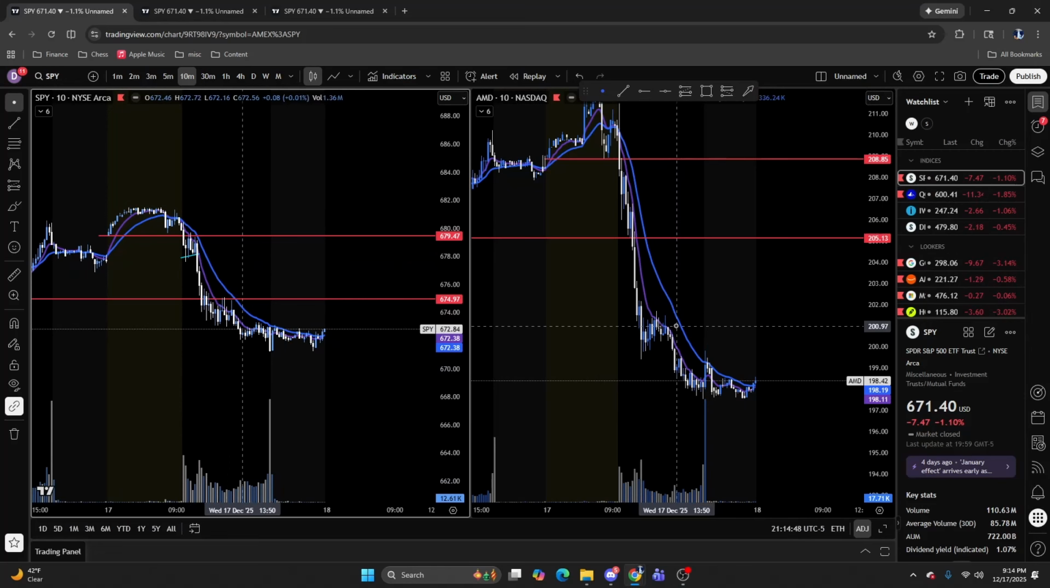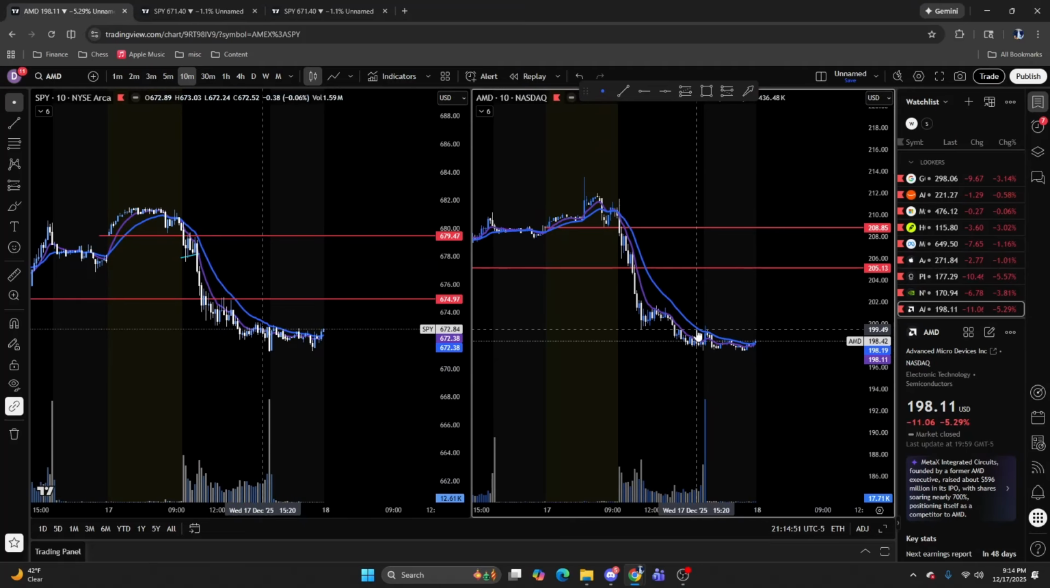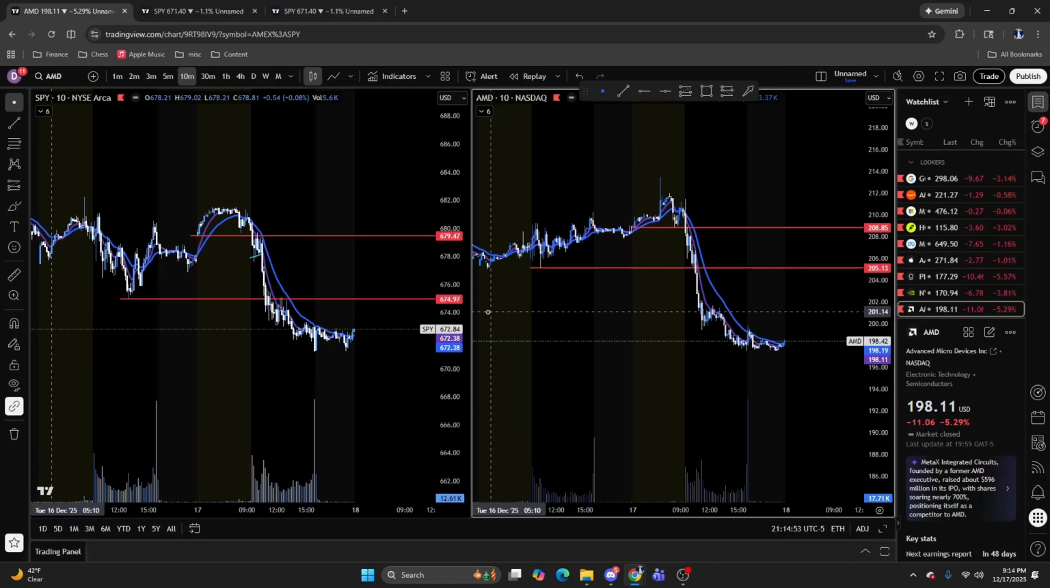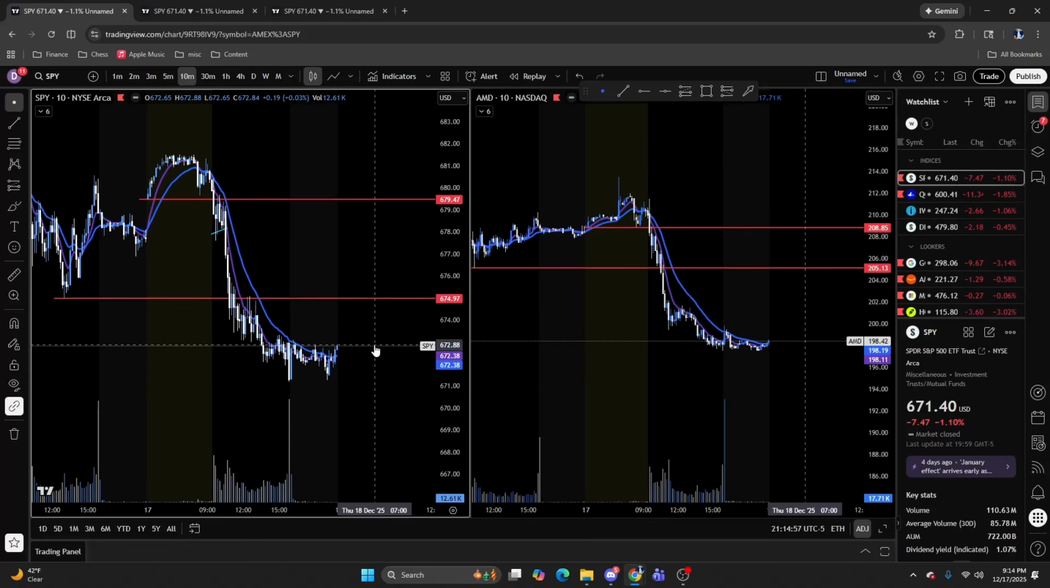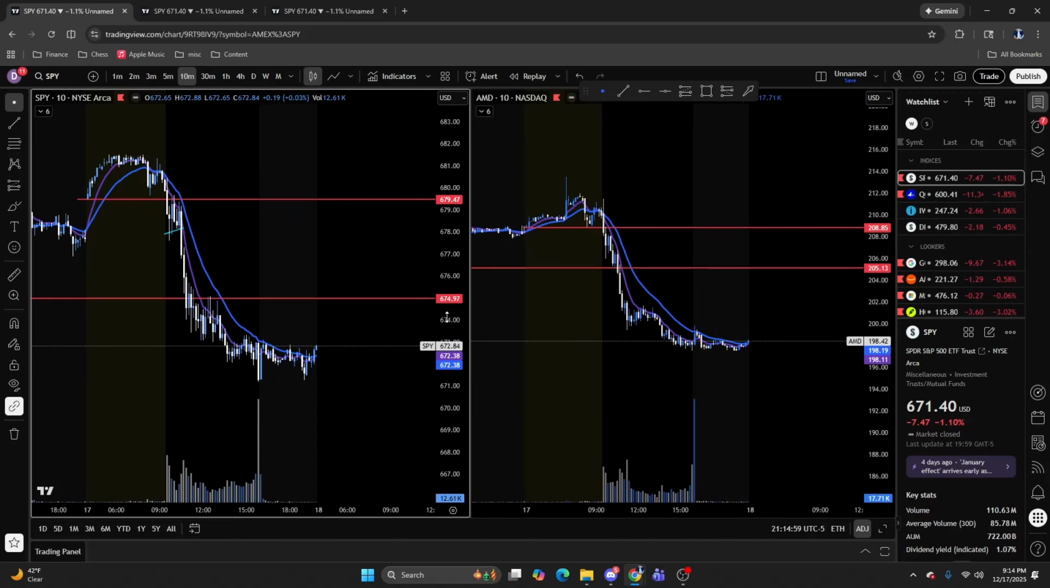Today we are going to go over what an entry would look like for me and what relative strength and weakness really means for the individual stock that you're trading on the day.